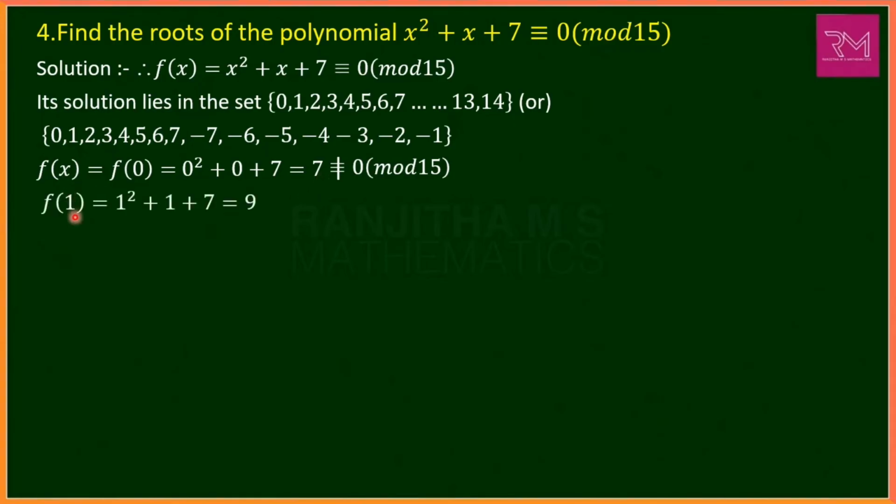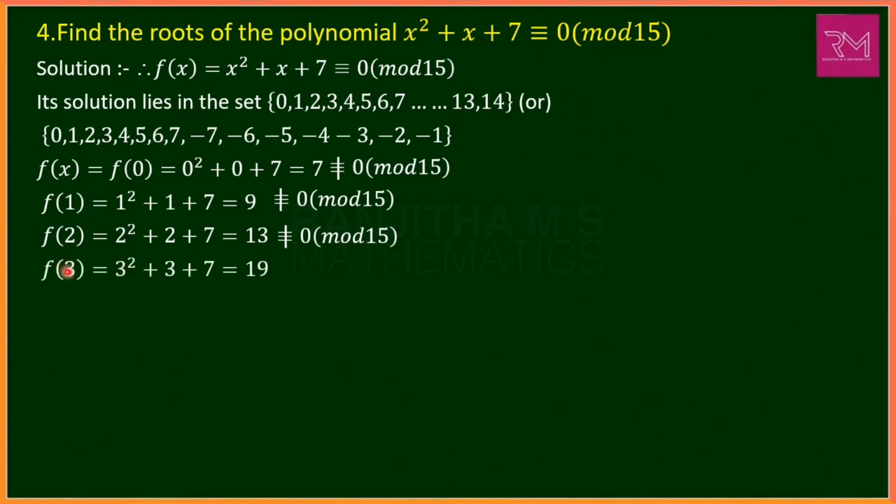So substitute x is equal to 1. Therefore we get 1 square plus 1 plus 7, which is equal to 9. So this value is 9. So 9 is not congruent to 0 mod 15. Similarly we have to check for all the values. If we substitute x is equal to 2, we get 2 square plus 2 plus 7, that value is 13. So 13 is also not congruent to 0 mod 15, because 15 does not divide 13.